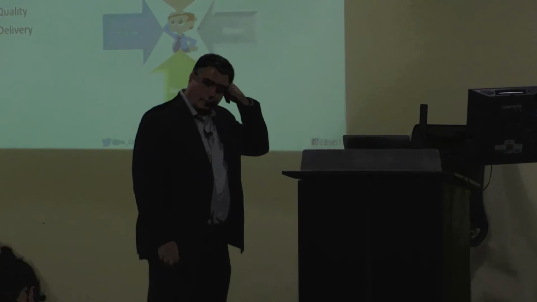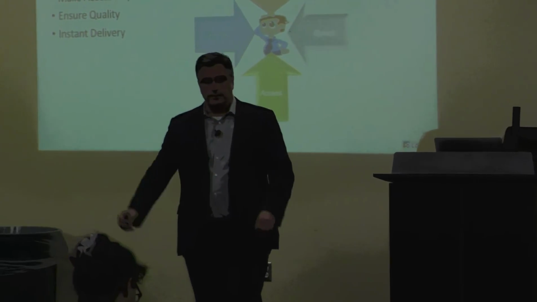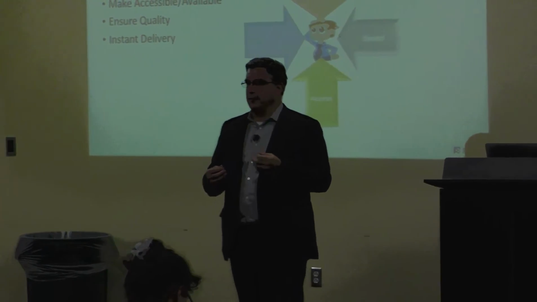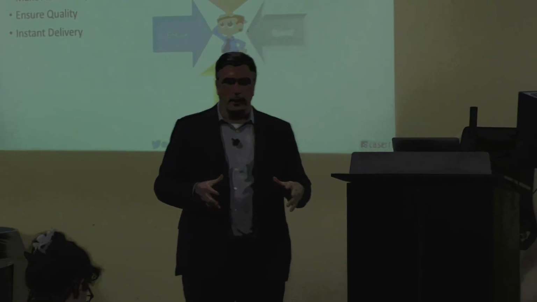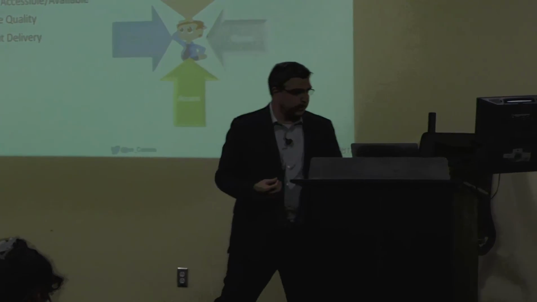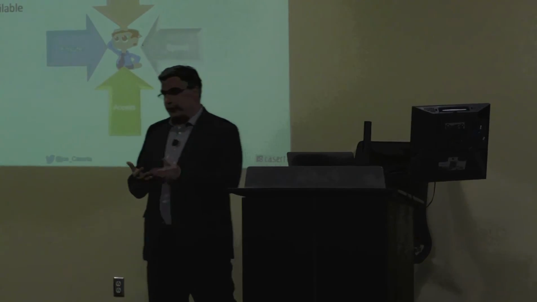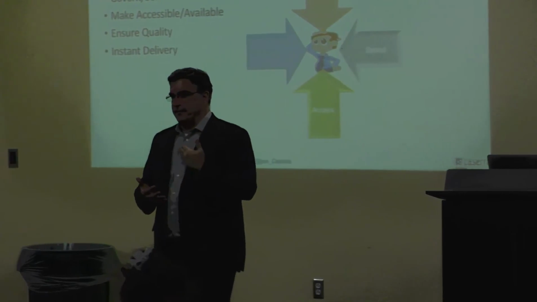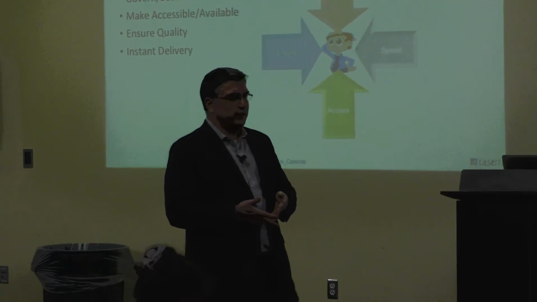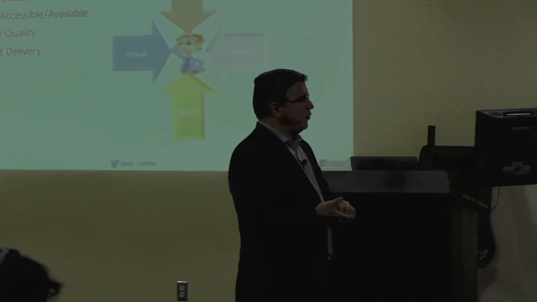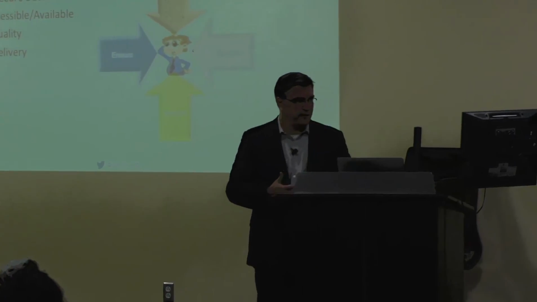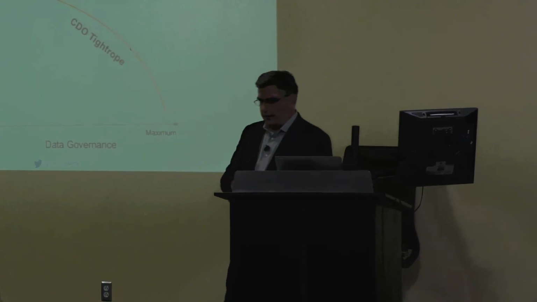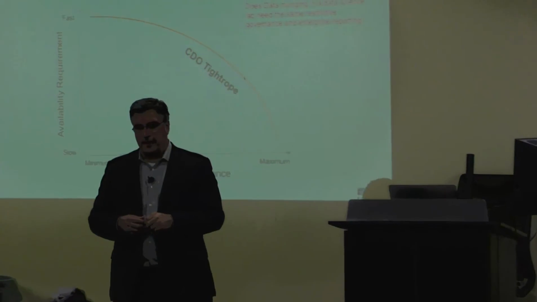The reason CDOs are created is that data is becoming so critical that they need someone at the executive leadership level responsible for this data and for getting insight out of it. So the CDO quandary is that they're responsible for keeping the data secure. If there's a breach, they're the ones who walk out in cuffs, right? So they have to make it secure, but they also have to make it easily accessible so that the data science team can have early access to it. They have to ensure quality, but it has to be instant delivery. All of these contradict each other. So we came up with this notion of the CDO tightrope.